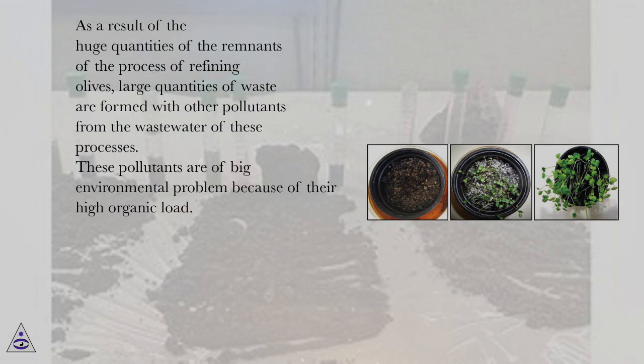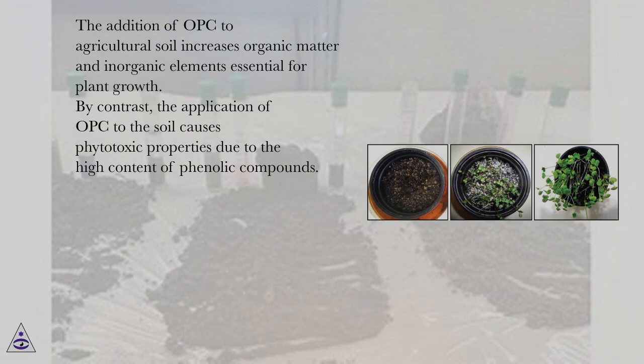As a result of the huge quantities of the remnants of the process of refining olives, large quantities of waste are formed with other pollutants from the wastewater of these processes. These pollutants are a big environmental problem because of their high organic load. The addition of OPC to agricultural soil increases organic matter and inorganic elements essential for plant growth. By contrast, the application of OPC to the soil causes phytotoxic properties due to the high content of phenolic compounds.